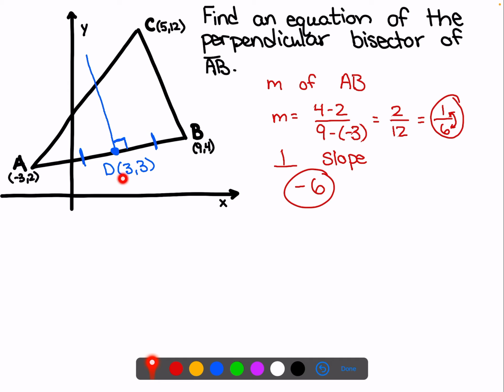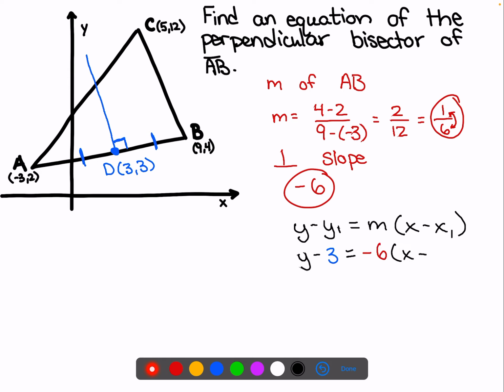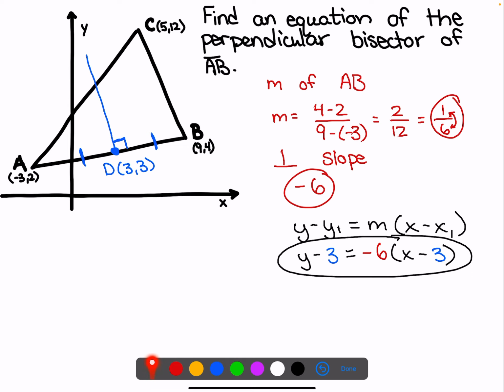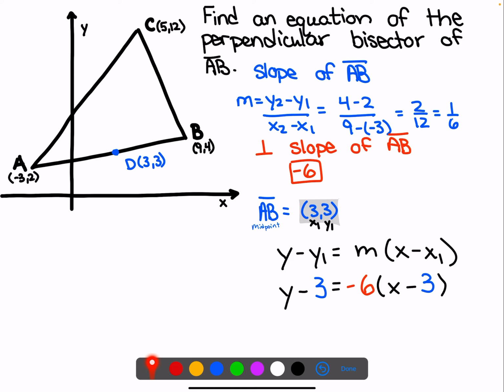Now at this point, I still have a point that goes through this perpendicular bisector. That point is our midpoint, 3, 3. So I can use that to solve this line. Y minus y1 equals m times x minus x1. Again, I have my slope and I have a point, so I'll use point-slope form. This will give me y minus y1, which is 3, equals m, which is -6, times x minus x1, which is 3. And this is our answer to the equation of our perpendicular bisector to segment AB. And here it is a little bit more cleaned up for you guys as well.